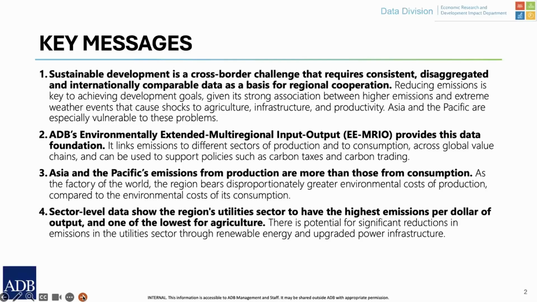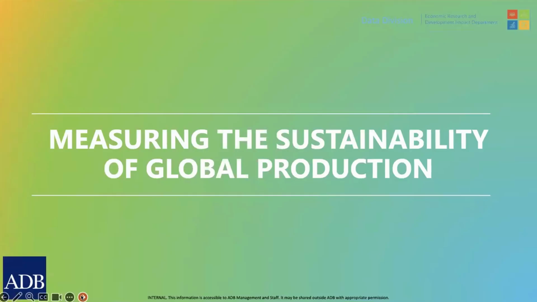The sector-specific analysis shows that while emissions per dollar of output of the region's agriculture is on par with the global average, its emissions intensity in utilities is the highest across all regions. This presents an opportunity to expand renewable energy and upgrade power infrastructure to reduce emissions while also supporting the growing energy needs of the region. We will now briefly explain how this report details the input-output analysis-based emissions measures of sustainability across various stages of economic production and how they can be used to inform policy.